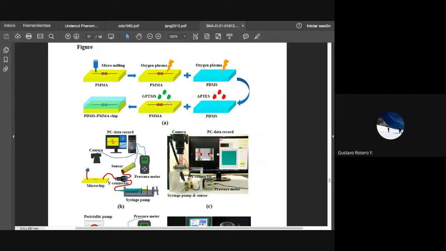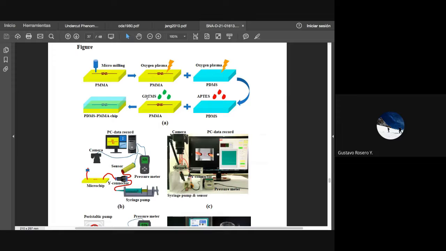this is the way they fabricate a microfluidic device. They use micromolding in order to make microchannels in polymethyl methacrylate, and they use oxygen plasma in order to attach the PDMS layer. Both are treated with oxygen plasma, and then they use different chemicals in order to bond both surfaces.